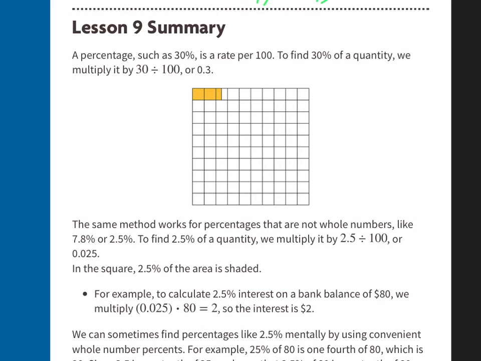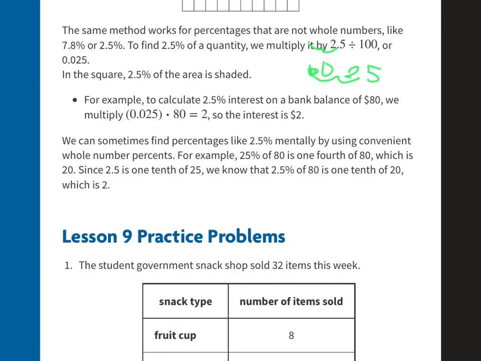If I move that decimal over twice, let's do it over here so that it's a little easier to see. So if I move it over twice, 0.025, okay? For example, to calculate 2.5% interest on the bank balance of $80, we would go 0.025 times 80, and we get 2, so the interest is $2. We can sometimes find percentages like 2.5% mentally by using convenient whole number percents. For example, 25% of 80, or 1/4 of 80, is 20, so then we just move the decimal over, and it is 2. Okay? Use your calculator. Don't try to do this in your brain.